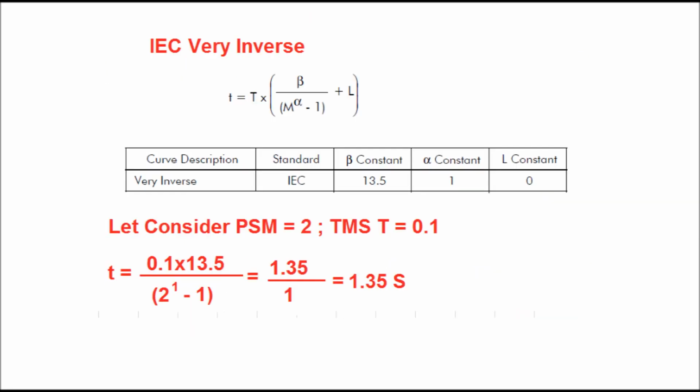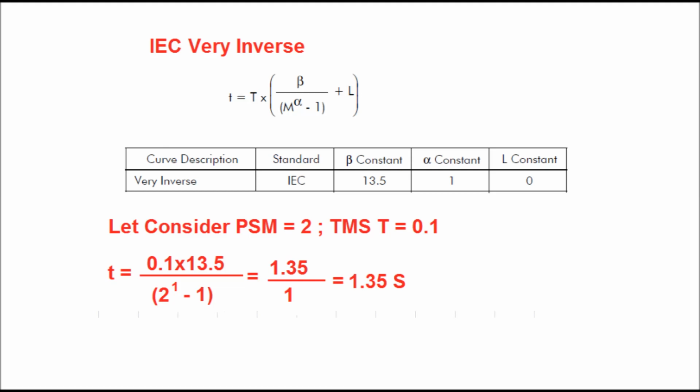Now as per IEC very inverse, trip time T is equal to TMS into beta divided by M to the power alpha minus 1, plus L. The value of L is equal to 0, beta is equal to 13.5 and alpha is equal to 1. Now let us consider the PSM value M equal to 2, that is the fault current is 2 times the relay pickup current, and TMS equal to 0.1.